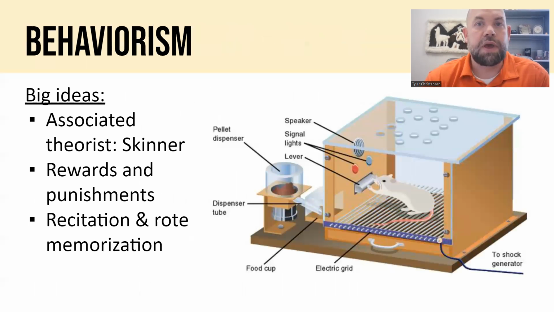So first, we're going to look at behaviorism. This is the idea that, well, there's really 2 big ideas in behaviorism. One is that if we reward good behavior or punish bad behavior, we're more likely to get more of the positive behaviors. This grew out of some of the experiments that Pavlov did with his dog and with other things. B.F. Skinner is the theorist associated with this.